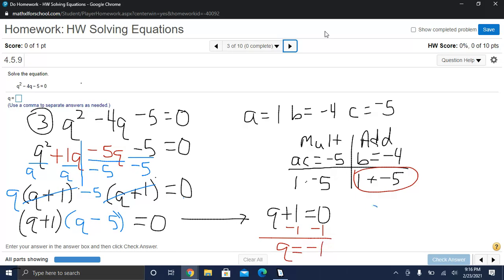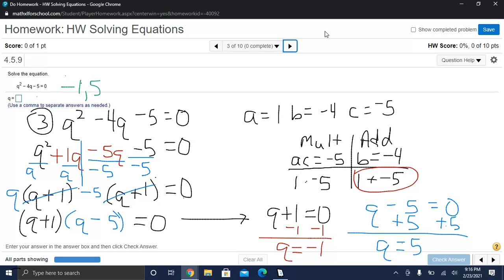And then setting the other parentheses equal to 0, q minus 5 equals 0. I can add 5 to both sides of the equation, giving me q equals 5 as my other solution. And again, it asks you to type them in using a comma. So make sure when you type them into Math Excel, -1, 5, where it asks for it. Okay, so there's an example like your problem number 3.